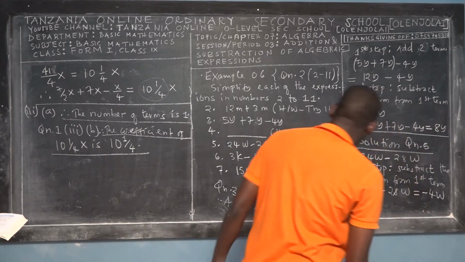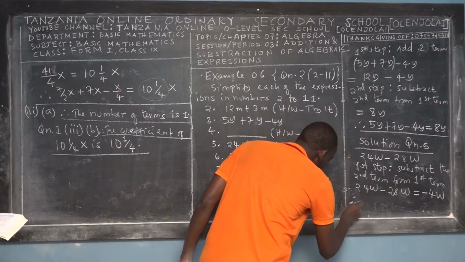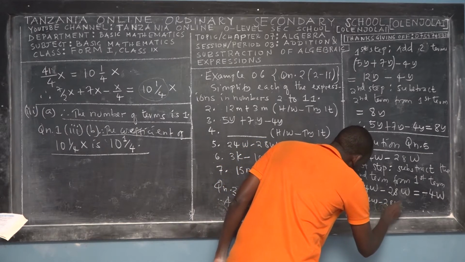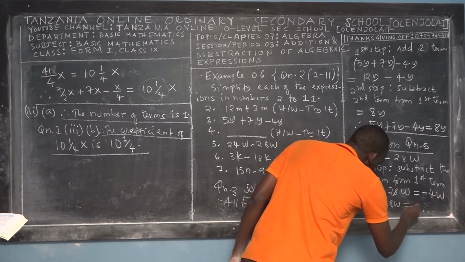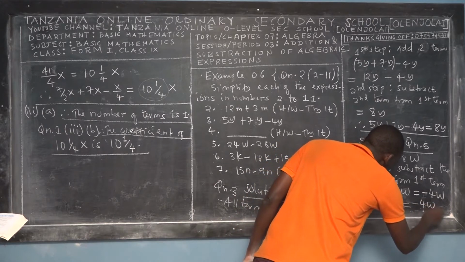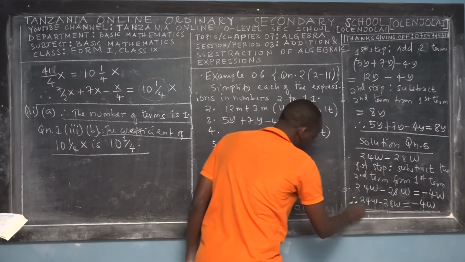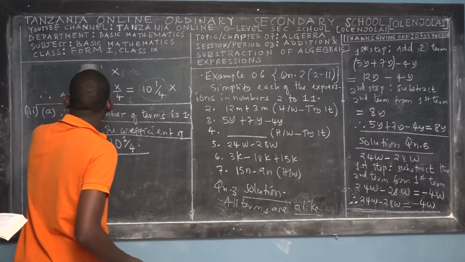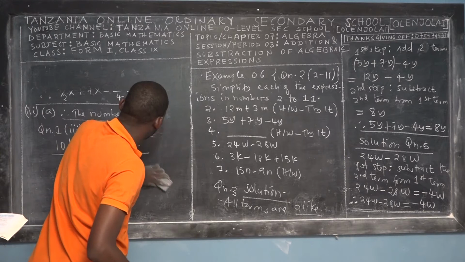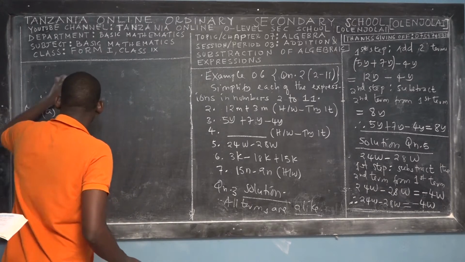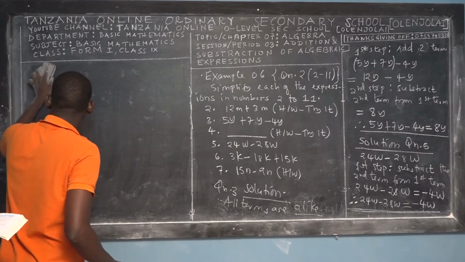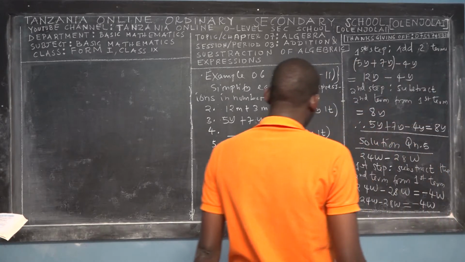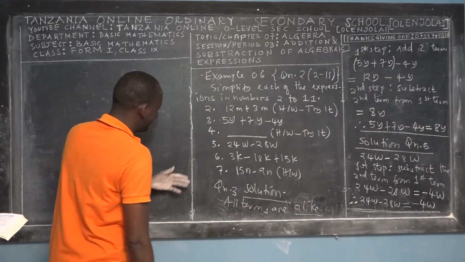So therefore we say that the final response for this question, 24W minus 28W, is equal to negative 4W. That is the final response. Okay, that's all.